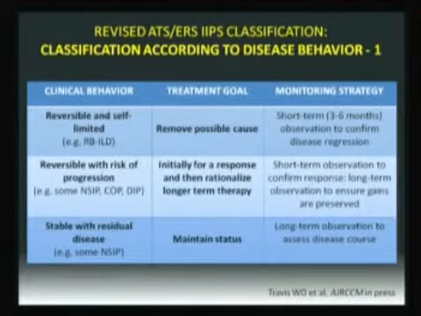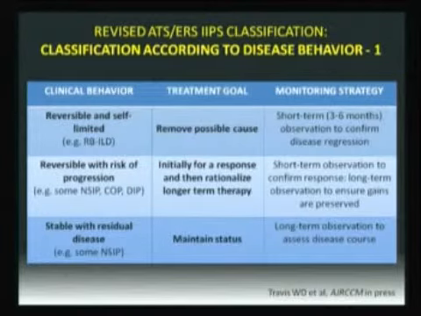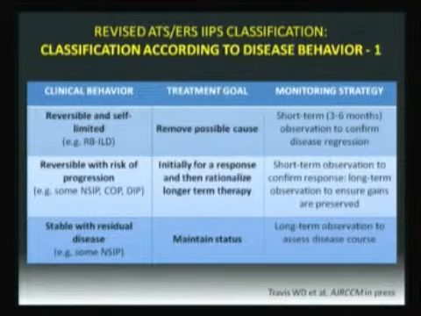Second category is reversible, yes, but with some risk of progression, typically an NSIP, COP, or DIP. So initially, you look for a response, and then you need to rationalize long-term therapy. Short-term observation, confirm response, they can improve, they will not revert completely, but long-term, you assure that the gains are preserved. They will not go back to the previous state, but still they will improve.